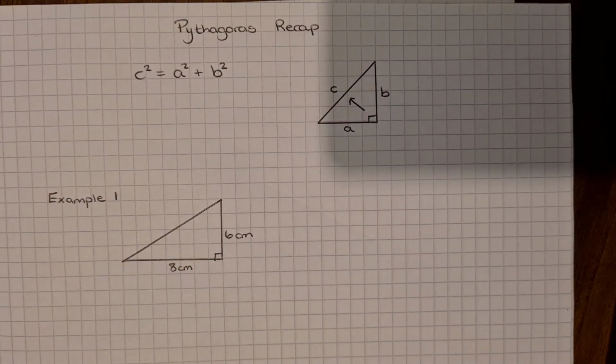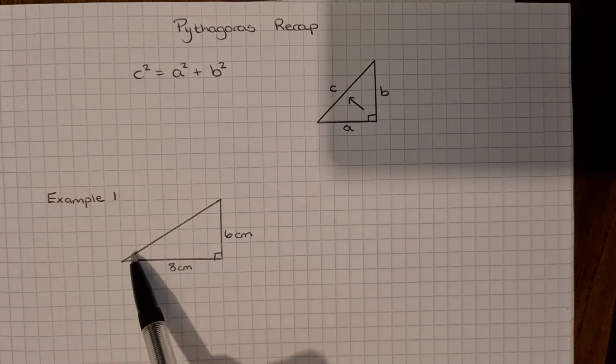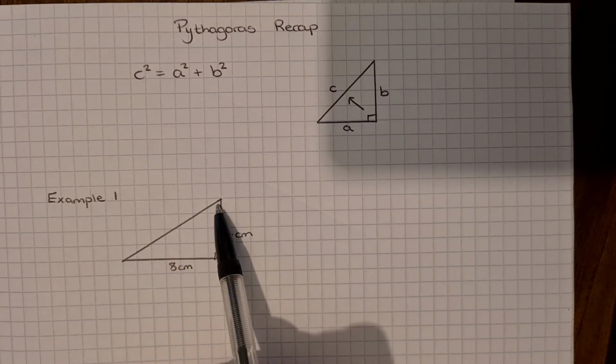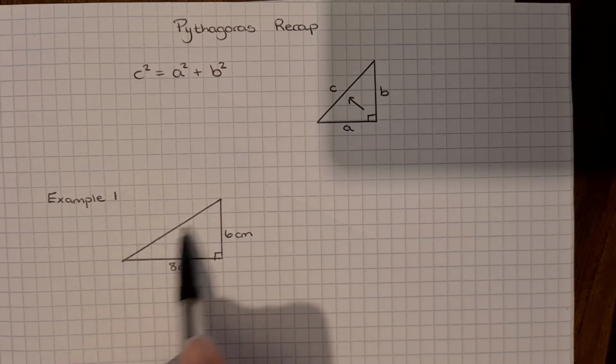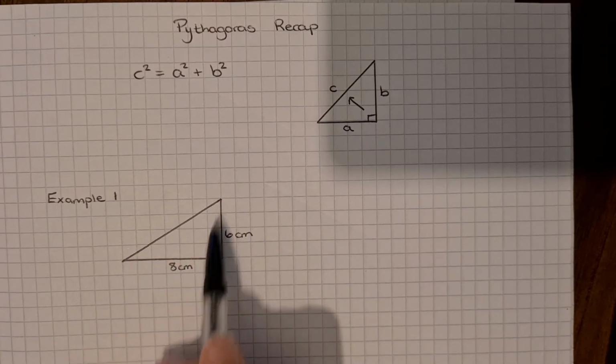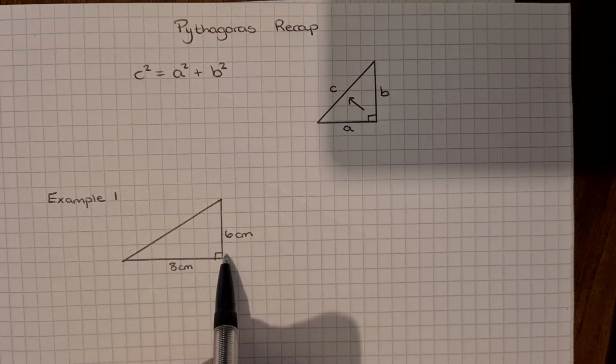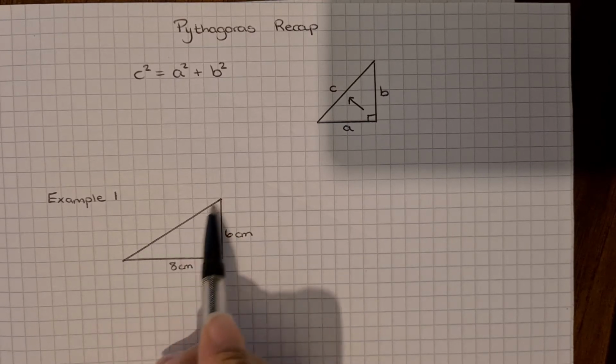Now, we are going to do two examples. We're going to do an example of finding the longest side, because I know we definitely did that before the holidays. So example one, we've got a triangle. This is 8 centimetres, this is 6 centimetres. We want to find the length of this side.